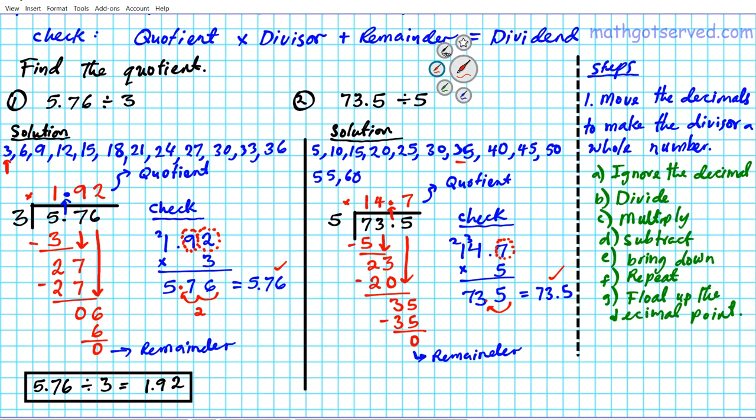Let's go ahead and write down our solution statement. The number 73.5 divided by 5 is 14.7. That's our quotient right there. Okay.